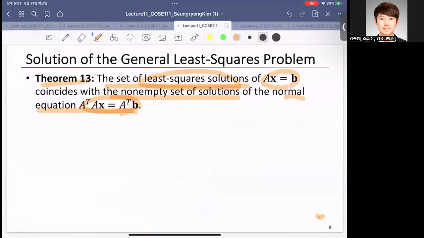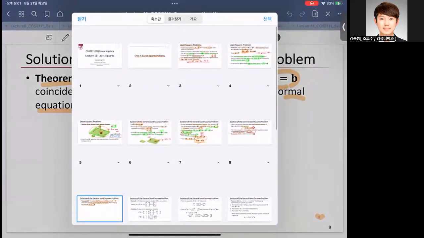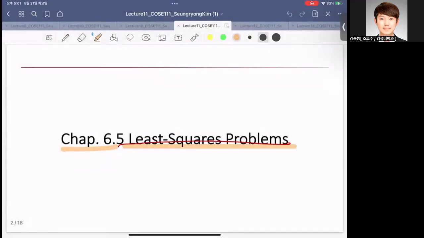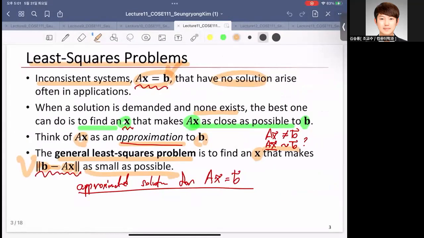Okay. So last week we discussed the least square solution. So what was the least square solution? Okay, let's review. It was chapter 6.5. Least square problems like that, an inconsistent system Ax equals b that has no solution, arise often in applications. In this case, we want to find an approximate solution, which was called the generalized least square solution.